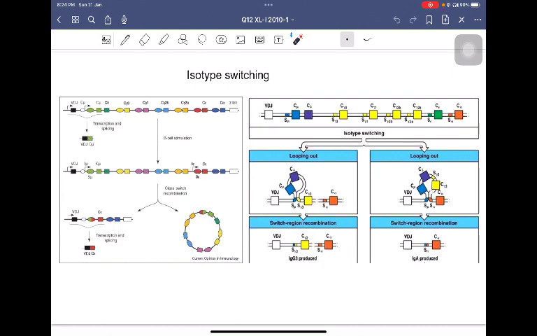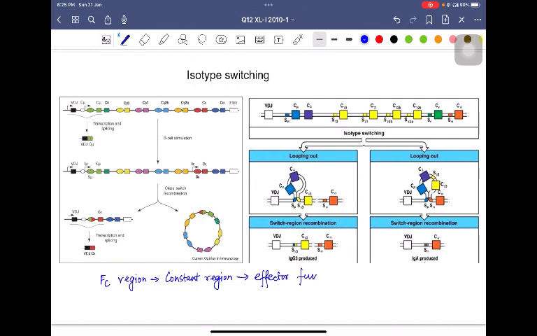constant region. Now, we know that antibodies have a variable region and a constant region. The variable region is for binding to the antigen, whereas the constant region is for its effector function. So the Fc region, or the fragment crystallizable, also known as the constant region of the antibody, is for the effector functions of the antibody.